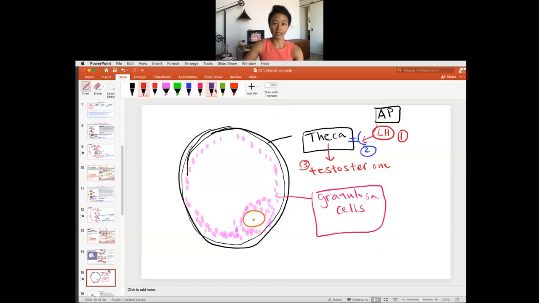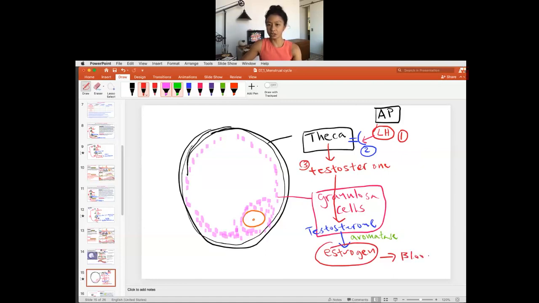The testosterone is then taken up by the granulosa cells. And the granulosa cells are going to take that testosterone and convert it to estrogen. That's the role of the granulosa cells, to take the testosterone and convert it to estrogen. There's an enzyme called aromatase that does that and makes estrogen from testosterone. This estrogen is what's going to go into the blood and then go into the uterus, causing uterine growth and other feminization effects like breast growth. So that's what's going into the blood.